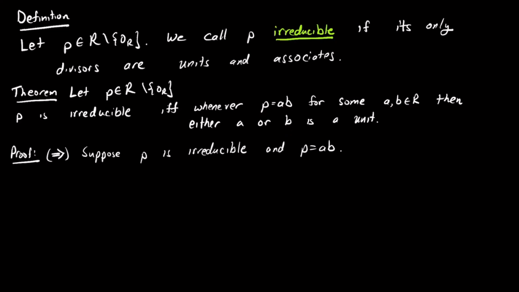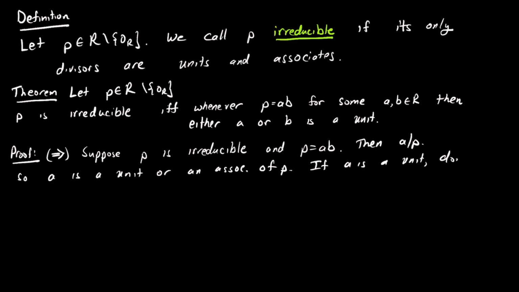I'll suppose that P is irreducible and P is equal to A times B. One thing I might notice is that A divides P. So by definition, since P is irreducible, I know that A is a unit or an associate of P. If A is a unit, then we're done. There's nothing to show because we've shown that A is a unit. So I'll suppose that A is not a unit, and also suppose that A is an associate of P.